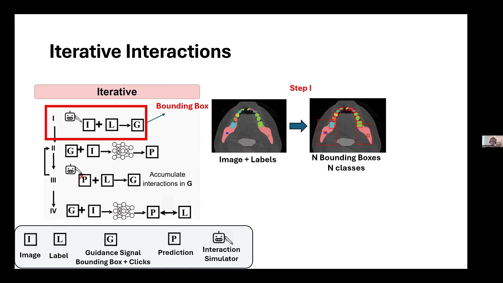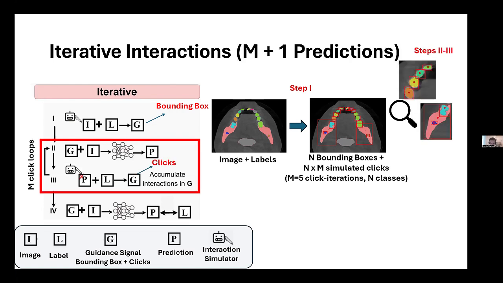This prediction will not be perfect, and this is exactly the motivation to also apply clicks. Clicks are something that can be iteratively accumulated as interactions, whereas bounding boxes are just a single-shot prediction. To simulate that, we have a loop. We look at the error which the model has made, compare it to the ground truth, and for each class we compute a new click based on that error. We repeat that m times, where m equals 5 in this challenge. So we have m times n clicks for the whole image in the end.